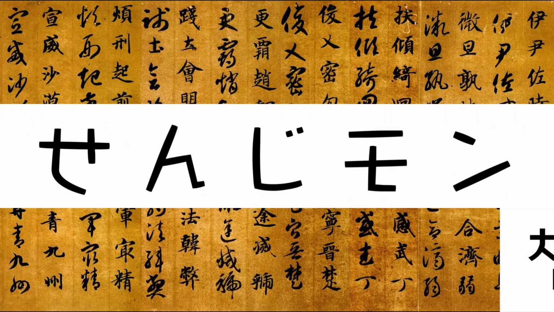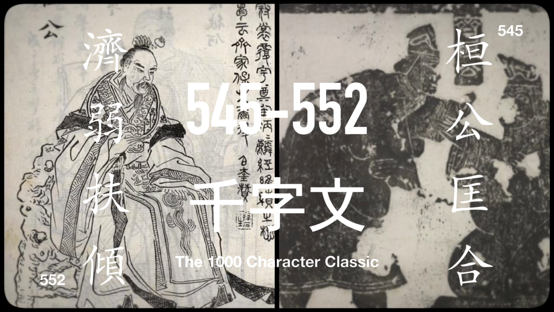천자문, 千字文. In this lesson, we will look at characters 545 through 552 of the 1,000 character classic, the 1,500-year-old Chinese classic in which no characters are repeated.